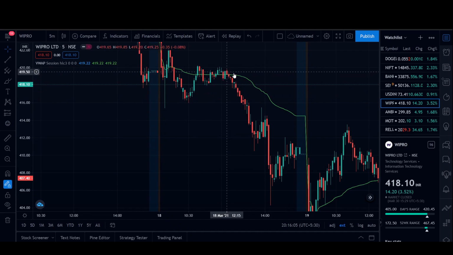When the price is above the VWAP, you should buy the stock, and there is more buying in the stock. And when it's below the VWAP, it is indicating a reversal, and the market is bearish.